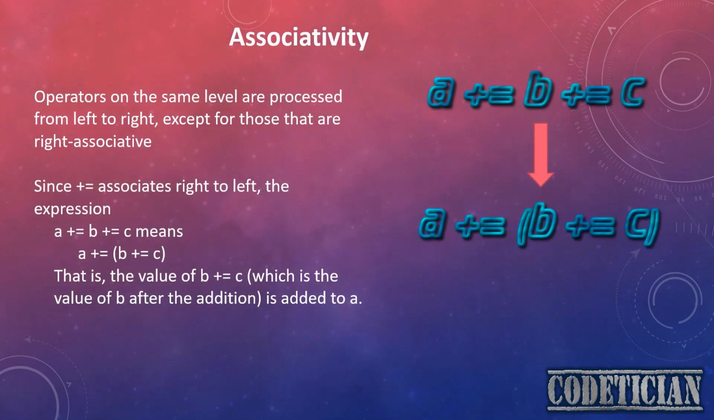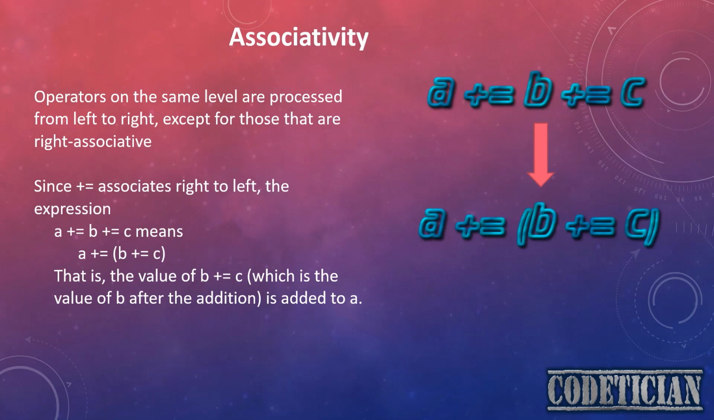Now, what is meant by associativity? Associativity means which part of the expression will be evaluated first, like the right hand side of the operator or the left hand side of the operator. For all the operators that are on the same level, evaluation is done from left to right if the associativity is left to right.